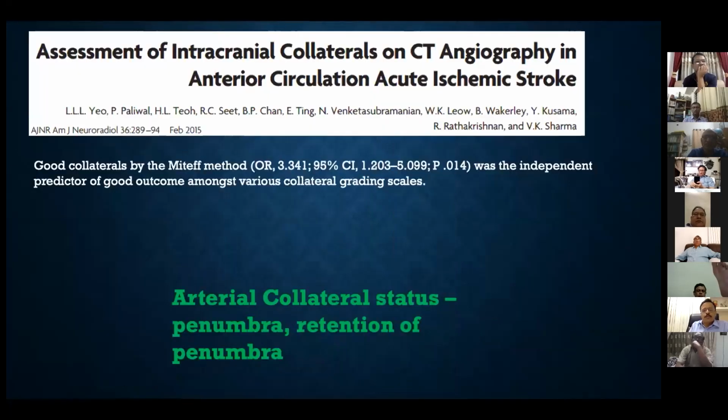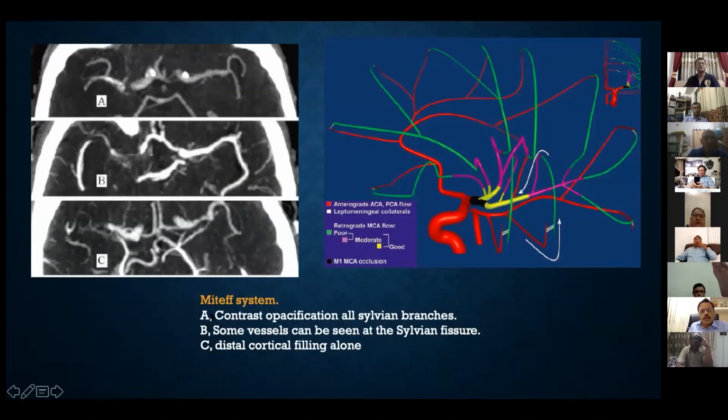So after NCT, CTA, and CTA-SI, some people use collateral scoring in these patients. That means on CTA, if you see good collaterals, you will know there is a good penumbra because the tissue will not infarct, it is only ischemic. So this is one of the common systems of collateral scoring which is used. It is graded into 3. When there's contrast opacification of the sylvian branches, then we say it's very good collaterals. Or only when some vessels are seen, like in pink, up to the sylvian fissure, then we say grade B. And when only distal vessels, like in green, are seen, then we call it a grade C.